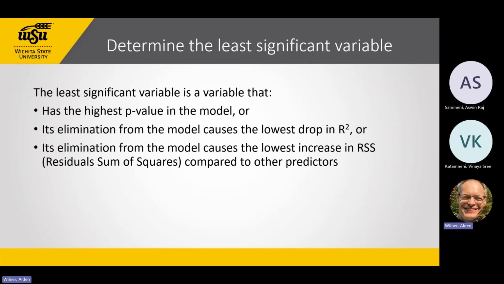So determining the least significant variable, again, we're using a scoring function here. We look for the highest p-value, the lowest drop in r squared, or the lowest increase in residual sum of squares. Basically we're asking ourselves, which one is the least likely to be statistically significant, the highest p-value? Or if we look at how good our model is for the full model versus the reduced one, which one gives us the least decrease in accuracy of our model?